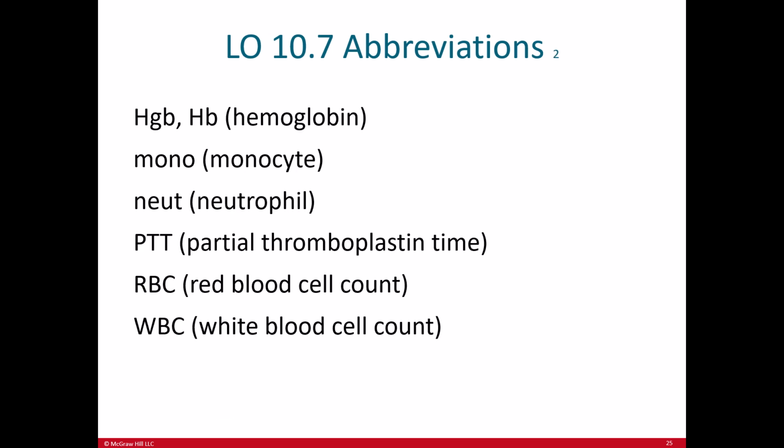Other abbreviations: HGB or HB for hemoglobin, mono for monocyte, NEUT and EUT for neutrophil, PTT for partial thromboplastin time, RBC for red blood cell count, and WBC for white blood cell count.